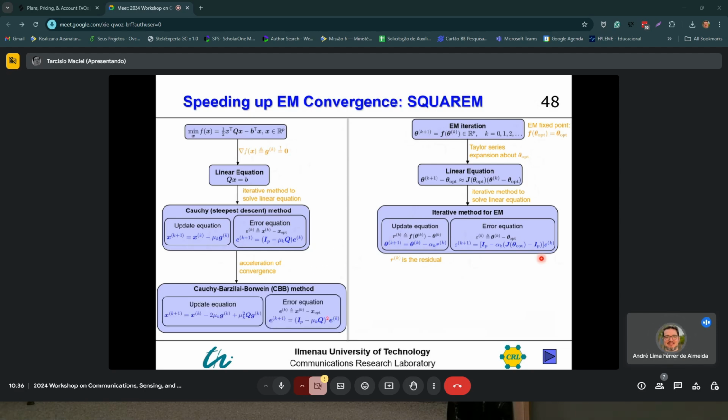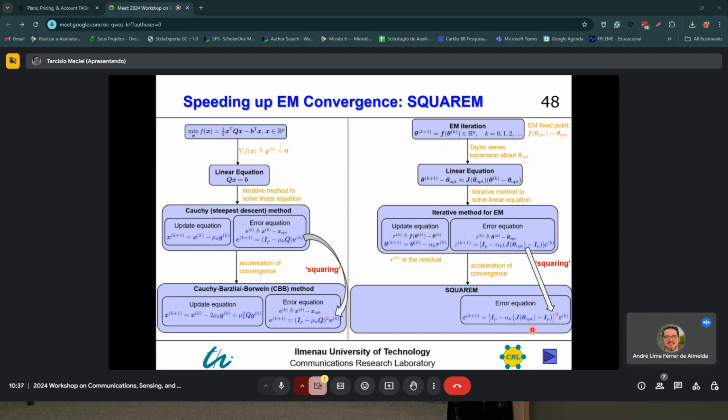The main thing to note is that if you look at the two error equations, there's a kind of squaring. If you compare this equation and this one, you see that there's a square here. This is why this approach is called square EM. It's like a squared approach. The same thing can also be done for EM, so that we have square EM. If we square the error equation, we have this new error equation and the corresponding update equation.